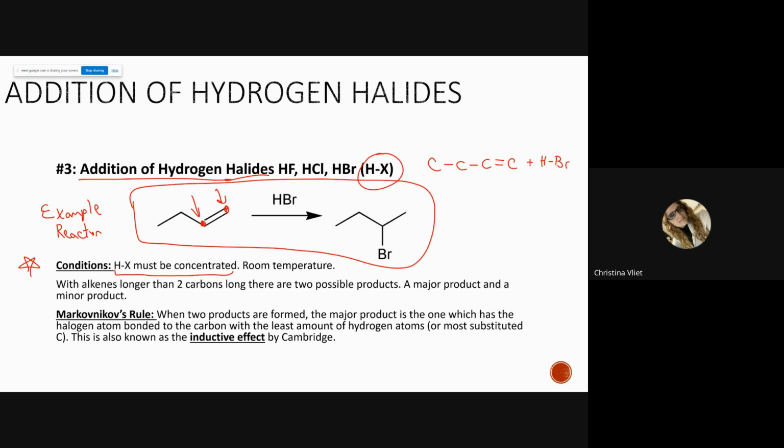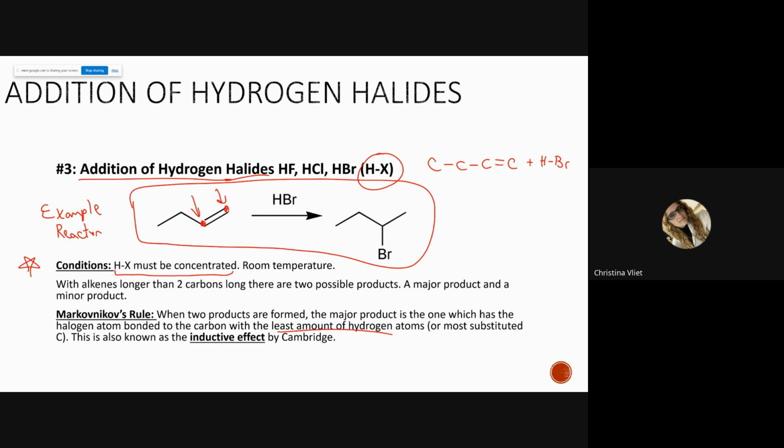Markovnikov's rule comes into play if you've got 2 different atoms being added. Markovnikov's rule says when 2 possibilities of products are formed, there will be a major product and a minor product. The major product is the one that's mostly made. And this is the one where the halogen will be bonded to the carbon with the least amount of hydrogen, which sounds so silly saying that. It'll be better when I explain this to you visually.